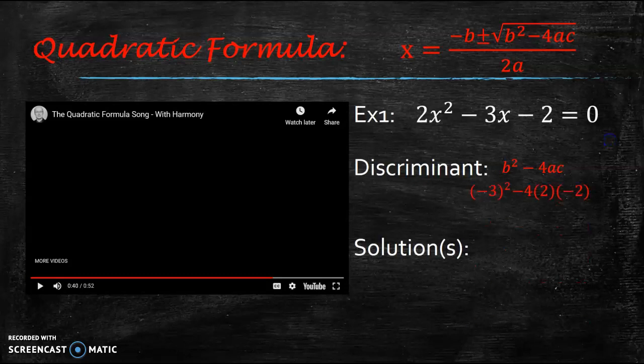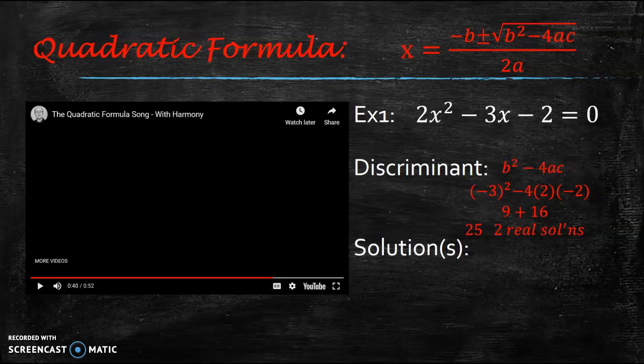You'll have negative 3 squared. Now make sure that when you're typing this in on the calculator, please put parentheses around that negative 3. If you don't put parentheses, your calculator will give you the wrong answer. So just get in the habit of always using parentheses around that negative. So negative 3 squared minus 4 times a, which is 2, times c, which is negative 2. When you evaluate that, that gives you 9 plus 16, which comes out to be 25. Now, since 25 is greater than 0, that gives us two real solutions.